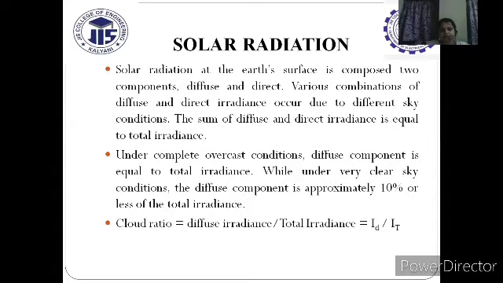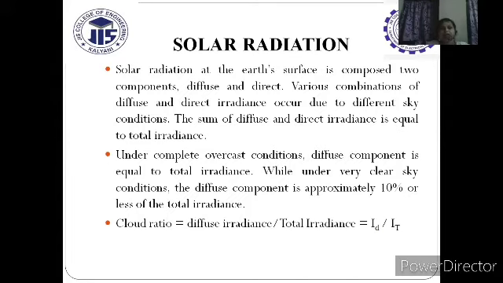Diffuse reflection means when light falls on the surface and is then scattered. That is called diffuse reflection. And another one is direct reflection. So diffuse and direct irradiance occur due to different sky conditions. Now we can see that the sum of diffuse and direct irradiance is equal to total irradiance.